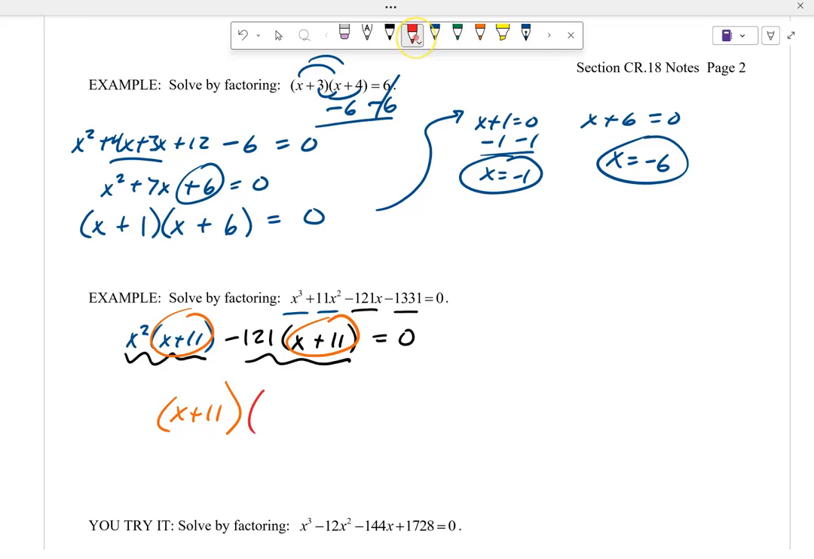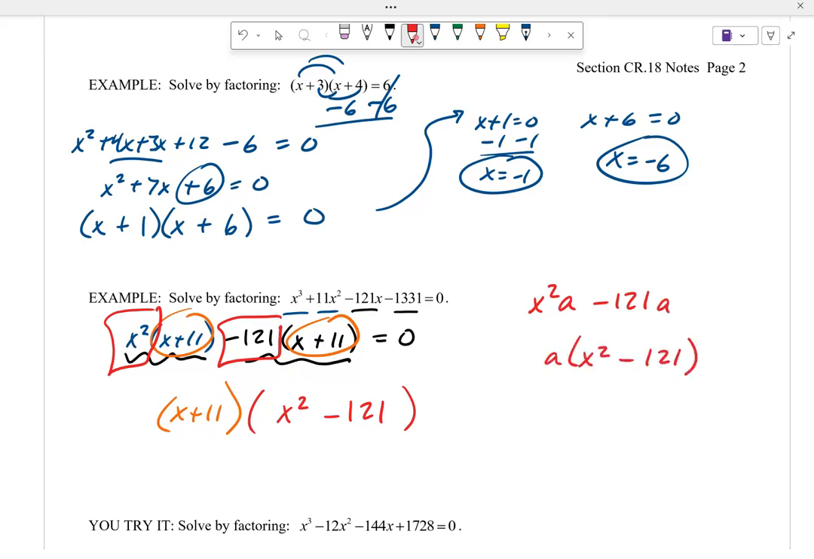And what am I left with? The x squared minus the 121. I'm factoring out the entire x plus 11 from each of those. It's kind of like x squared times a minus 121a. If I take an a out, I'm left with x squared minus 121. Our a here is x plus 11.